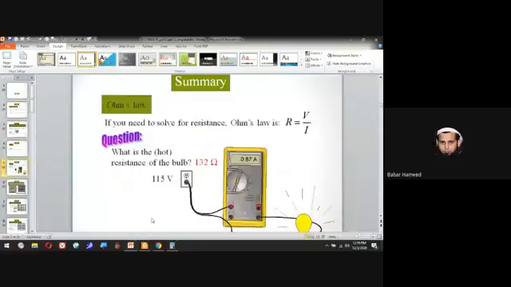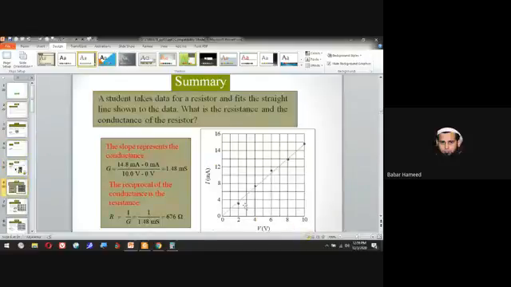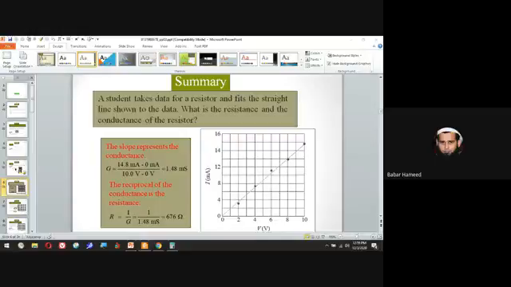Okay, so it's showing a straight line. Here voltage is 0, 2, 4, 6, 8 volt, and current in milliampere is 0, 4, 8, 12, 14 and 16. So hopefully you understand. Now here we have an example.